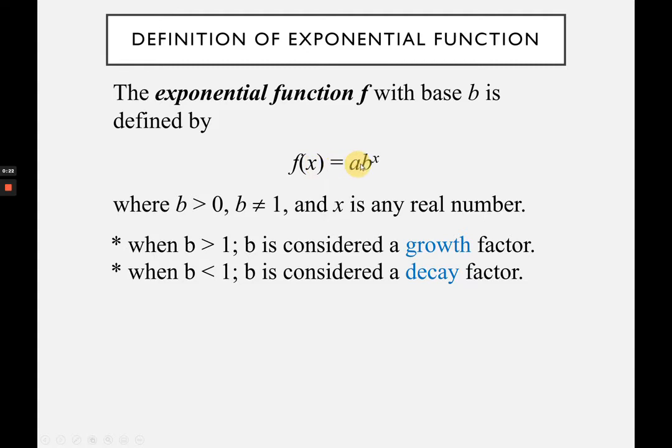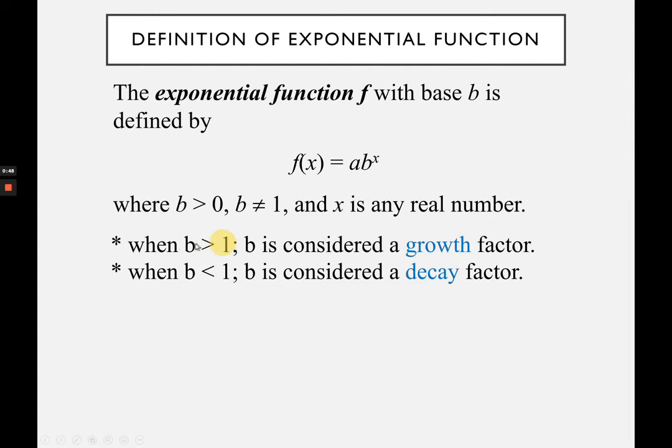is equal to a times b raised to x, where b is the base and x is an exponent. Another condition: b is greater than 0 and b is not equal to 1, and x, which is your exponent, is any real number. A is any number as well. But we're going to focus on b.